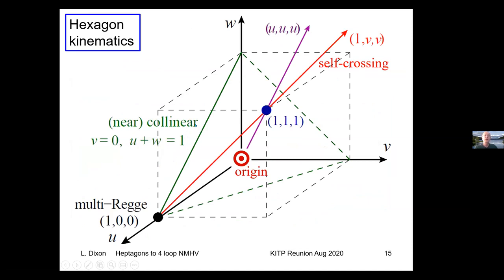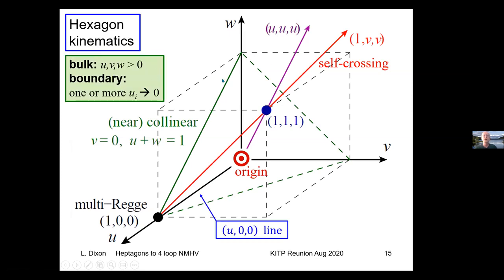But we want to go to a 6-dimensional space, so we can't really picture that. But in the hexagon case, we have lots of lines where things simplify, where we can move around. And I note that there's a bulk and there's a boundary. The bulk is the interior of the positive octant, where all these are greater than 0, and the boundary is where one or more of these goes to 0. In the hexagon case, we mostly lived in the bulk to do a lot of our manipulations. But the heptagon case requires that we move on to the boundary.